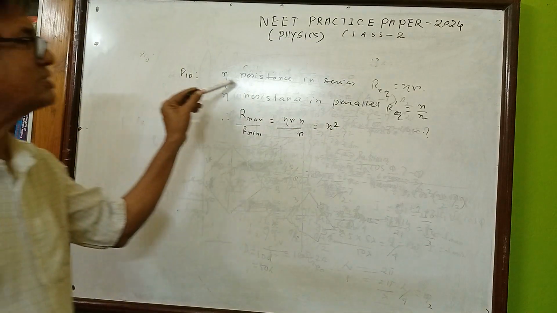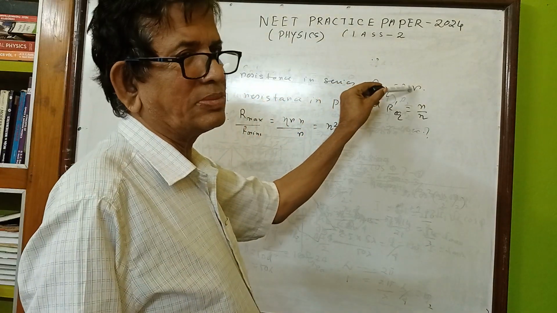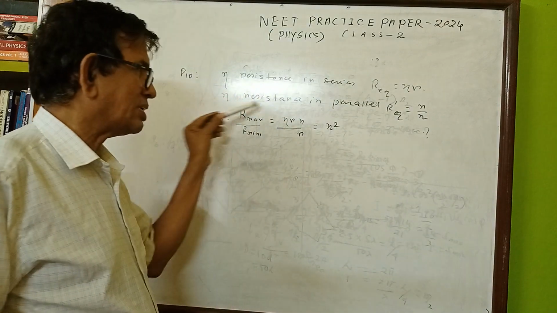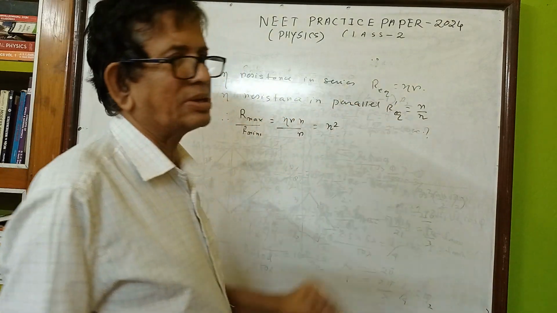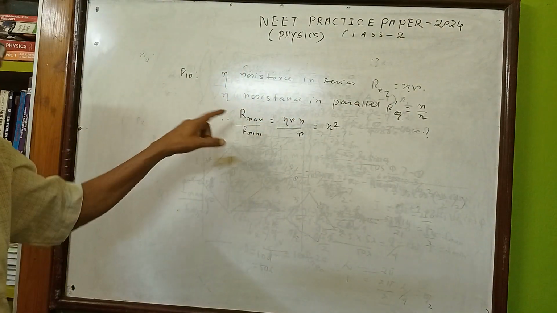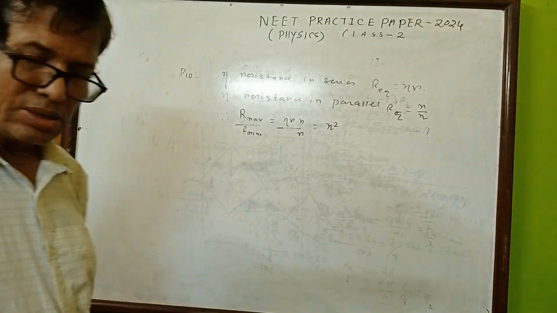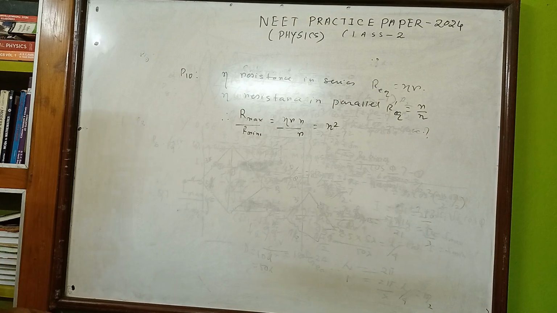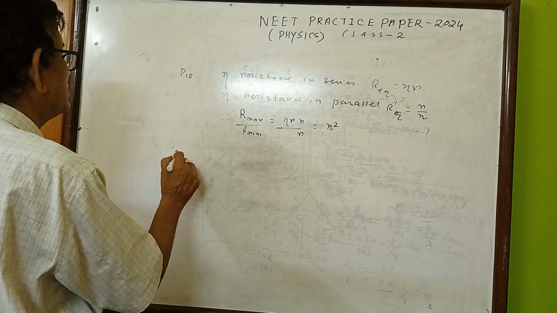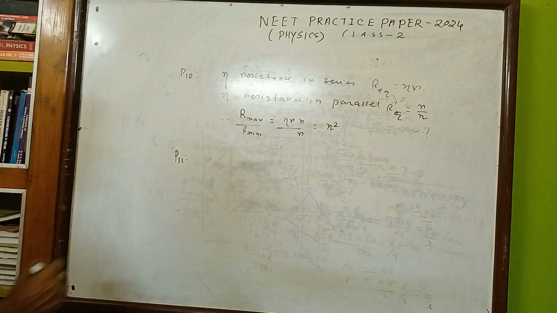So when the resistances are in series, you are getting the maximum equivalent resistance. When they are in parallel, you are getting R by N, that is the minimum. Now the question is, what is the ratio? Ratio means N square. Children, remember always that last year's physics paper was very easy. This year will be very easy also, I am thinking so.